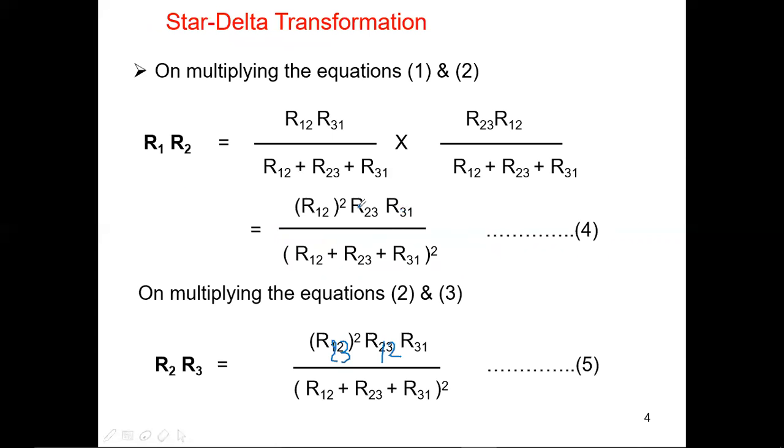In this equation, R12 squared, instead of R1, R2, you can write R_A, R_B. Some books may prefer R_A, R_B, some books may write R1, R2, R3. Some advanced level books, instead of using R1, R2, can use R_A, R_B directly. So you can choose based on your interest.